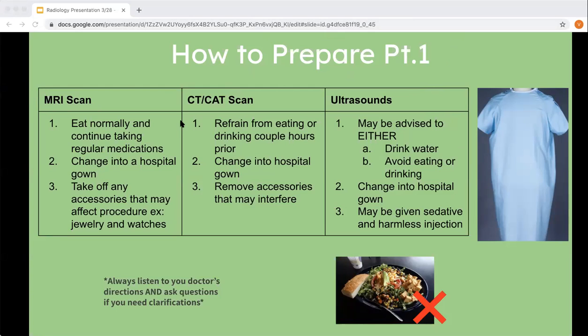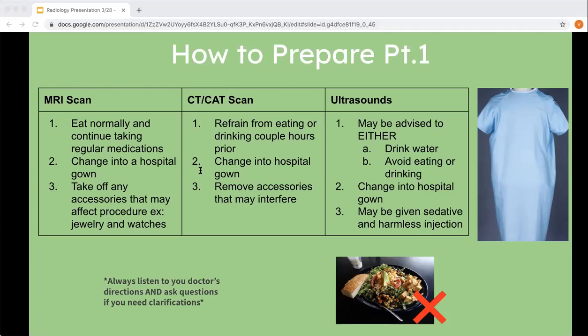Second is the CT or CAT scan. So to prepare for a CT or CAT scan, you need to refrain from eating or drinking a couple hours prior to the scan. When in a hospital and in the medical room, you will need to change into a hospital gown. Lastly, you want to remove any metal objects that might get in the way during the process of scanning. So like MRI scans, it includes jewelry, eyeglasses, dentures, and more.